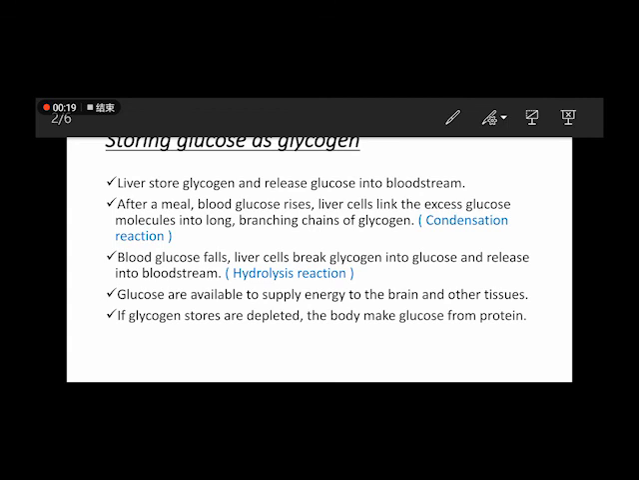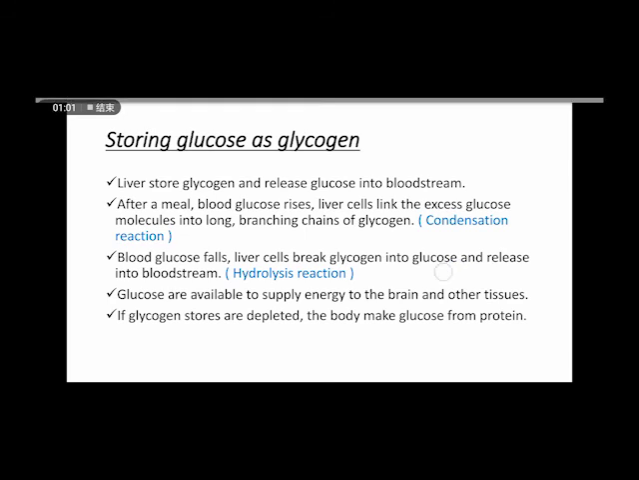After a meal, blood glucose rises. Liver cells will link the excess glucose molecules into long branching chains of glycogen through the condensation reaction. When the blood glucose falls, liver cells will break the glycogen into glucose and release it into the bloodstream through the hydrolysis reaction. Glucose is then available to supply energy to the brain and other tissues. If glycogen stores are depleted, the body makes glucose from protein.